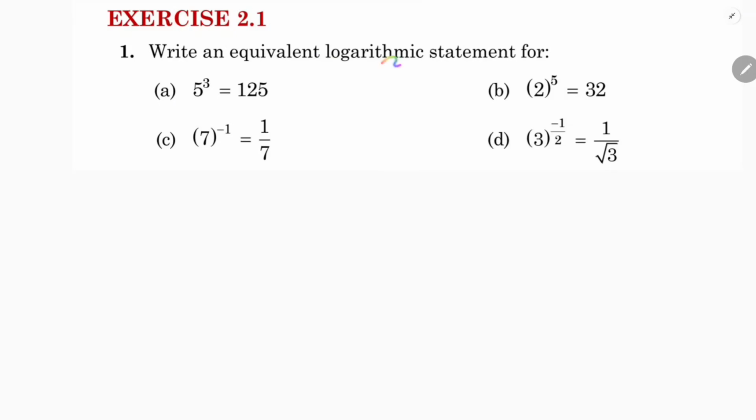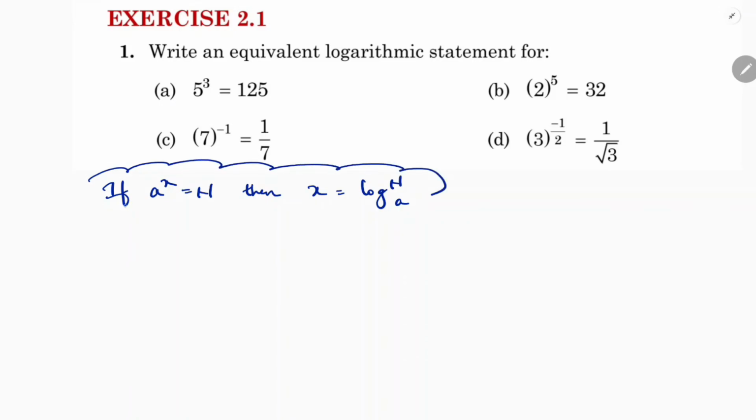Write an equivalent logarithmic statement for the following. So here it is in exponential form. We need to write logarithmic form. According to the definition, if a power x equals n, then x equals log n to the base a. This is the definition of logarithm: if a power x equals n, then x equals log n to the base a, where a and n are positive real numbers for some real x, and a should not be 1.